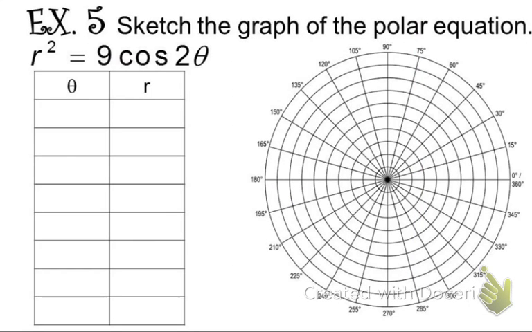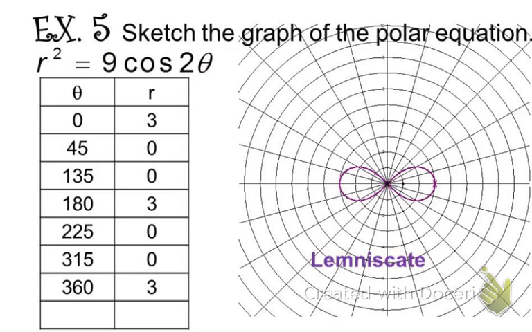Okay, number 5 is r squared equals 9 cosine 2 theta. Now obviously when you go to y equals, there's not r squared, it's r equals. So we would need to take the square root of the right hand side. So make sure you type r equals the square root of 9 cosine 2 theta. So when I get my table, I have some weird things happening here. And I notice that when I start to connect the points, it makes this little figure 8 shape, which is a lemniscate, or it kind of looks like an infinity sign.